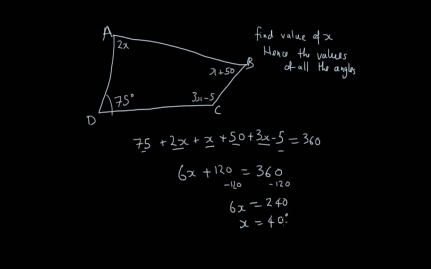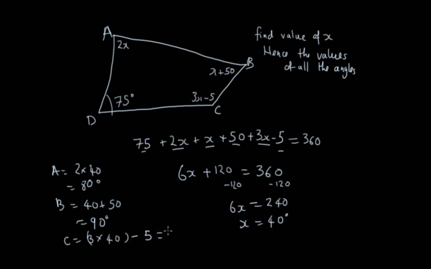And if we, so angle A is going to be 2 times 40, which is 80 degrees. Angle B is going to be 40 add 50, which is going to be 90 degrees. Does not look like 90 degrees for my terrible drawing. And angle C is going to be 3 times 40 minus 5, which is 115 degrees.